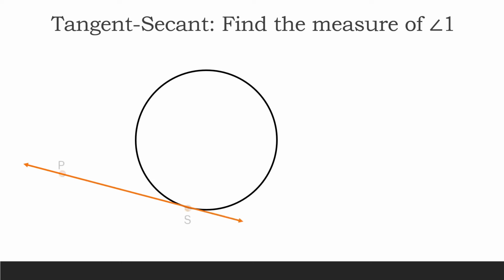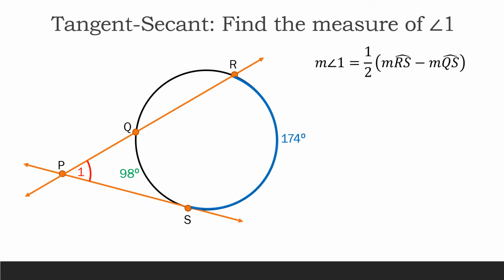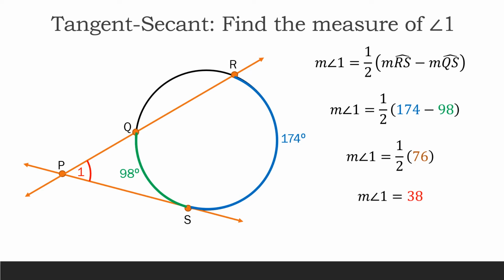Example 1 says find the measure of angle 1. So we have tangent line PS here, and we have secant line QR, and we can see QR and PS intersect at point T, that measure of angle 1 that we're looking for. So we're going to take the big arc, that 174. We're going to subtract the minor intercepted arc there, which is 98. So we're going to say 174 minus 98 is 76. Half of 76 is 38. So the measure of that angle 1 is 38 degrees.